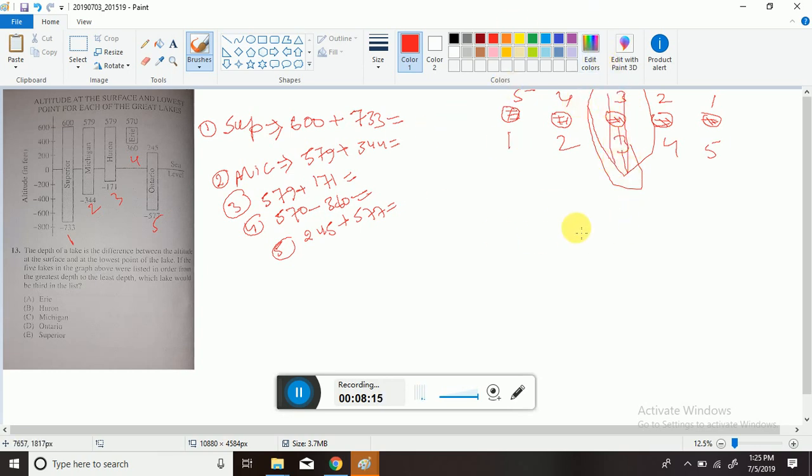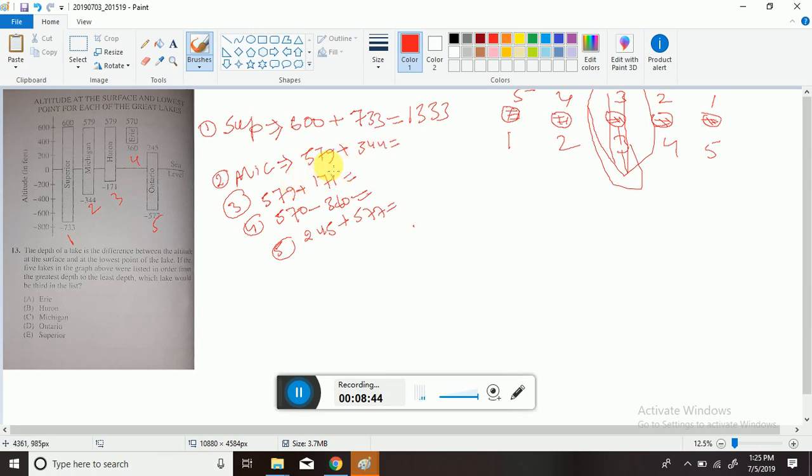So here Lake Superior, above the sea level it is seen 600 feet, I think feet, and below the sea level it is 733, means the total depth of Lake Superior is 600 plus 733. That is how much we get? 6 plus 7, 1333.